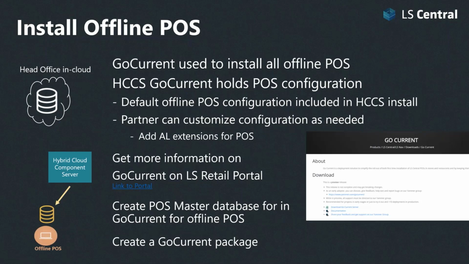And here's a very critical thing, and part of the simplicity and the standardization of our solution: to use GoCurrent to install all offline POS. We have a default offline POS configuration included in the package, and it's provided with the standard install. However, partners can customize configurations, for example, have different setups for different POS. They can add their own AL extensions and so on.